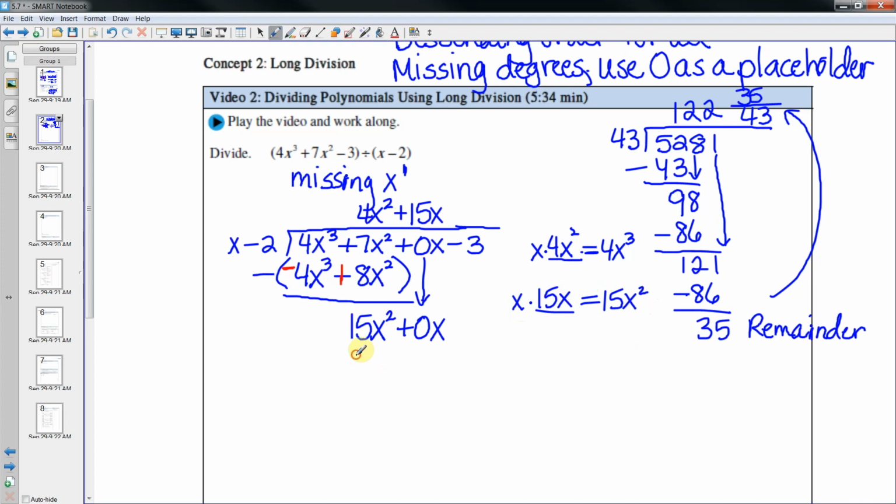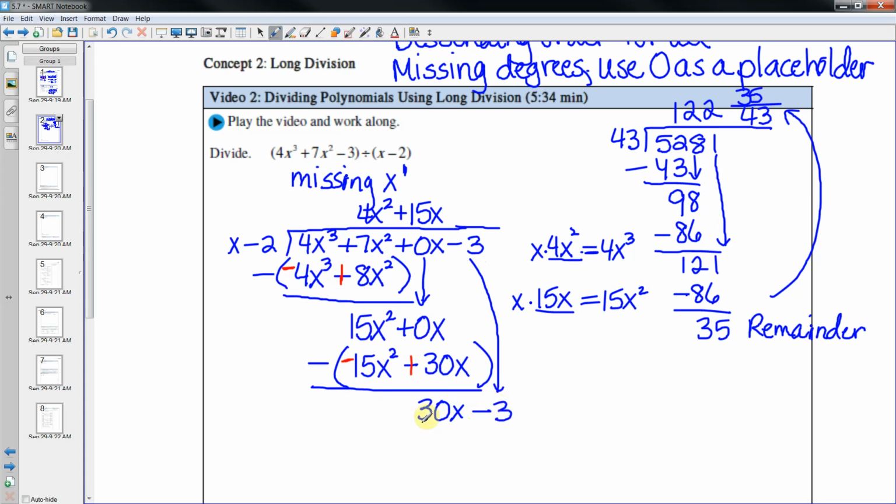Multiply through. 15x times x is 15x squared. 15x times a negative 2 is a minus 30x. We need to subtract off. So that's going to change my signs to a negative and a positive. Add straight down, or subtract straight down. So 15x squared minus 15x squared would cancel. 0 plus 30x would be 30x. Bring down a minus 3.